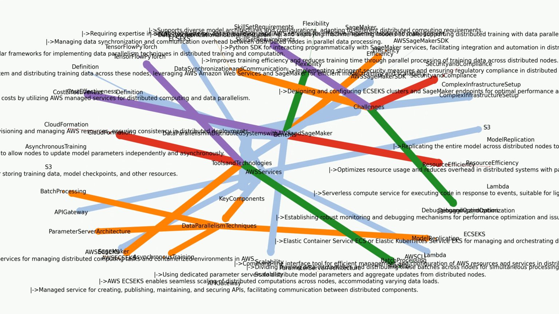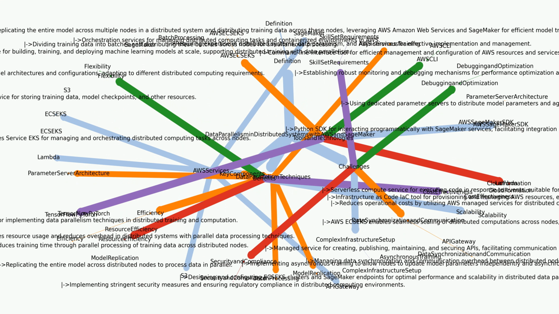Benefits: scalability. AWS ECS/EKS enables seamless scaling of distributed computations across nodes, accommodating varying data loads. Efficiency: improves training efficiency and reduces training time through parallel processing of training data across distributed nodes.